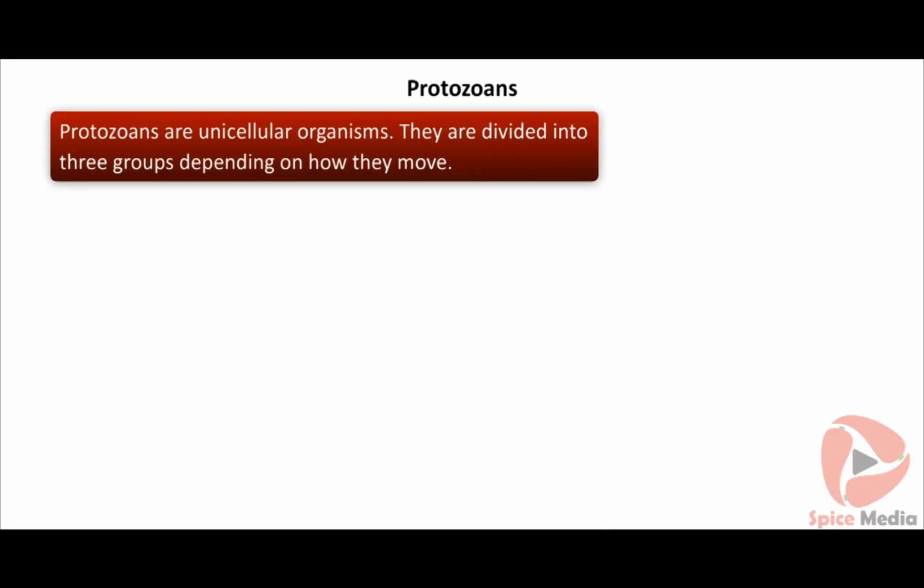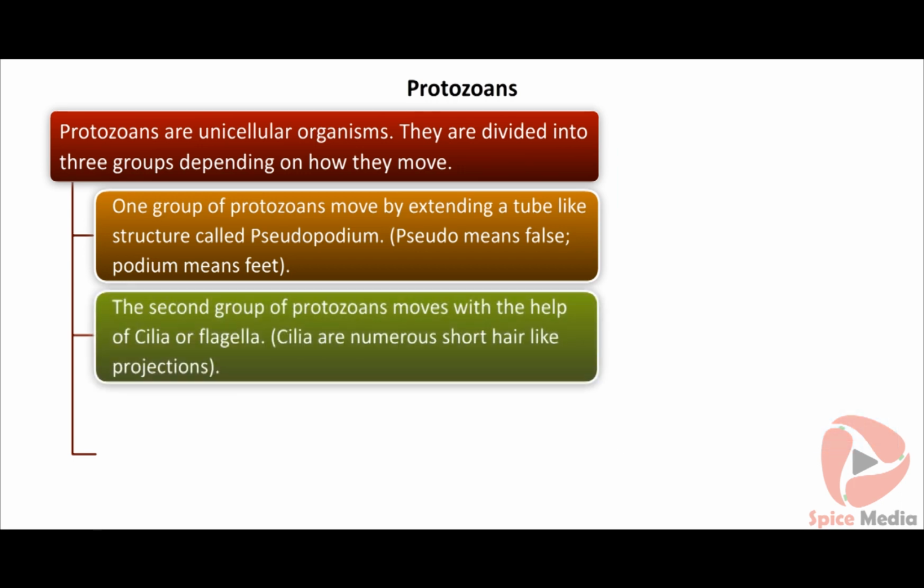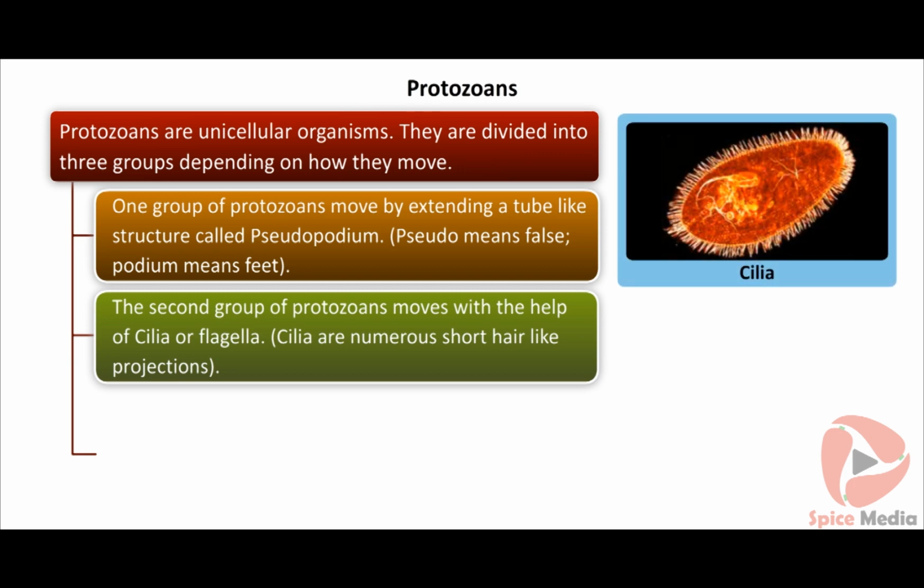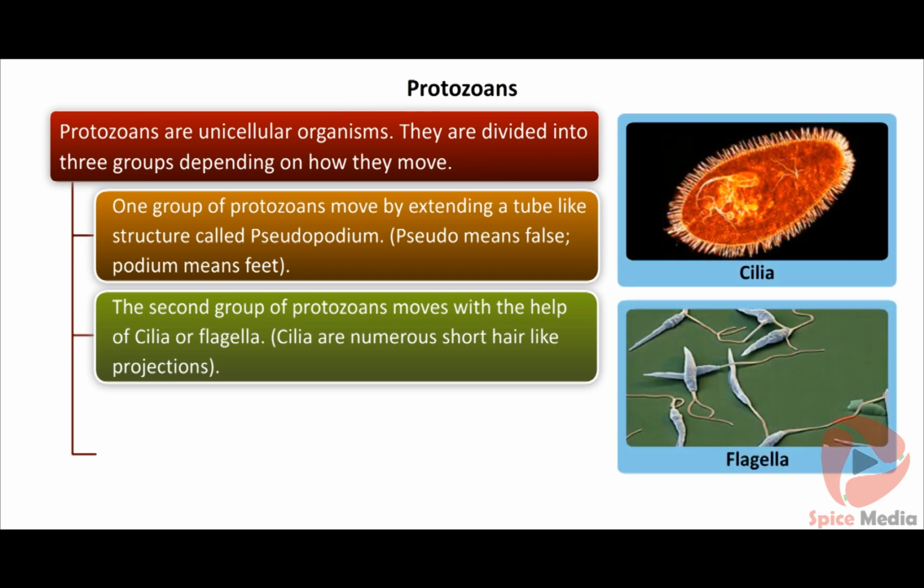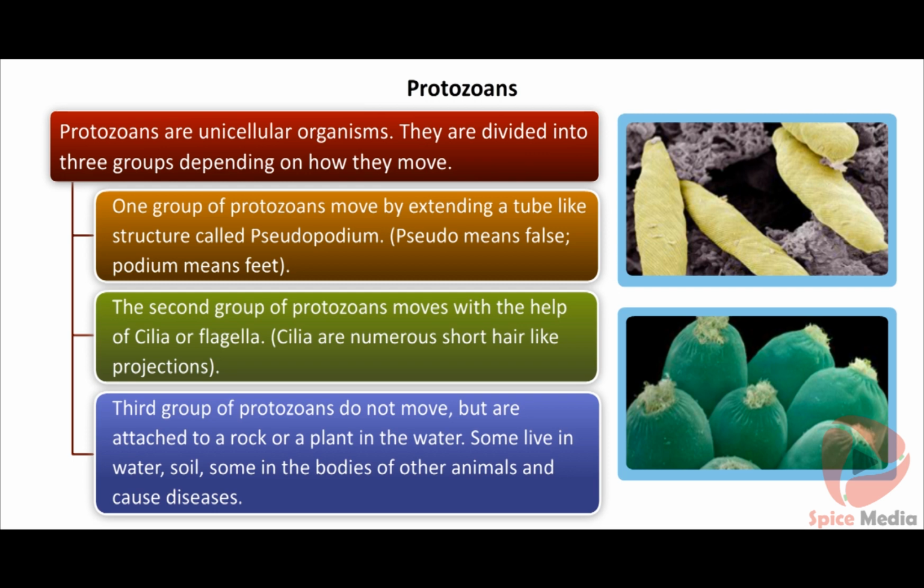Protozoans are unicellular organisms. They are divided into 3 groups depending on how they move. One group of protozoans move by extending a tube-like structure called pseudopodium. Pseudo means false, podium means feet. The second group of protozoans moves with the help of cilia or flagella. Cilia are numerous short hair-like projections. The third group of protozoans do not move, but are attached to a rock or a plant in the water.